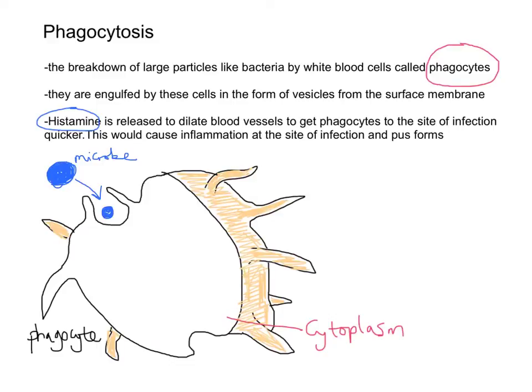So you get chemotaxis. This is stage 1 here, and I'll make a short summary over here on the side. So you get what's called chemotaxis and adherence. Adherence is where the microbe starts to stick to the phagocyte.